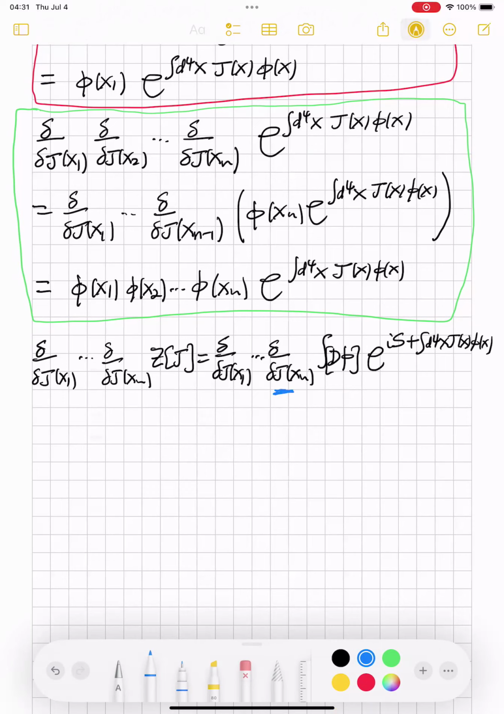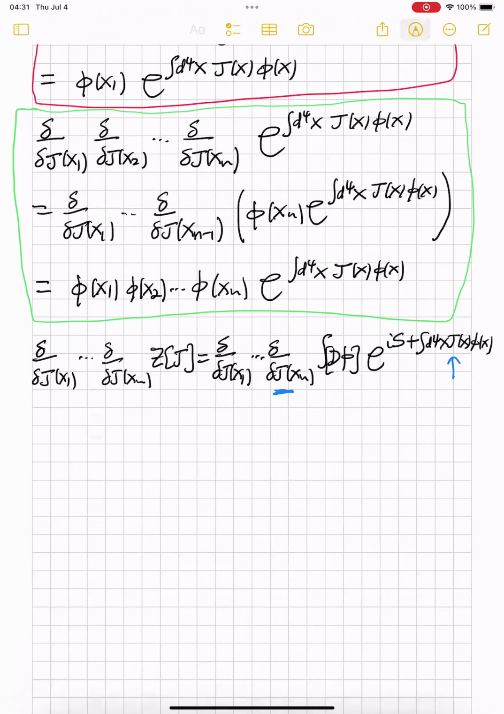If we look on this side of the formula, where is the j dependence? Well, there's no j dependence in the path integral measure. There's no j dependence in the action. So all of the j dependence sits only up there in the exponential. So I can take these functional derivatives into the path integrals. I can take them past that measure. It doesn't act on the e to the is. All it does is act on the exponential term.